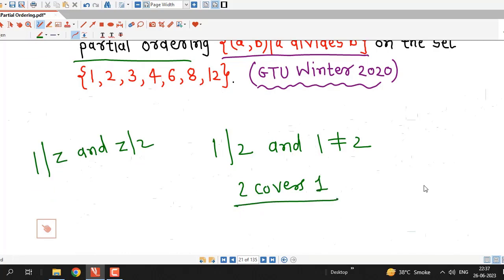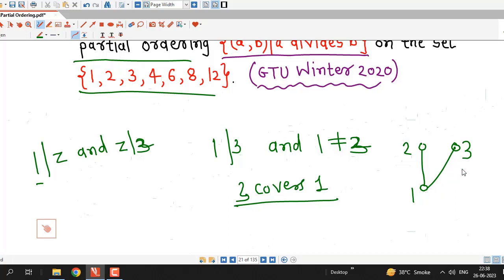2 covers 1. Therefore, the circles for 1 and 2 will be joined by a line segment, because 2 covers 1. Similarly, I can see that 1 divides 3 and 1 is not equal to 3. There is no z in this set such that 1 divides z and z divides 3. Therefore, 3 also covers 1. So we have to consider a line between 1 and 3.